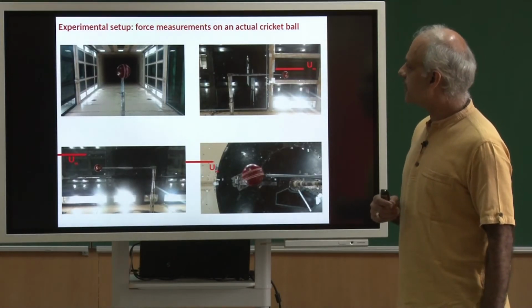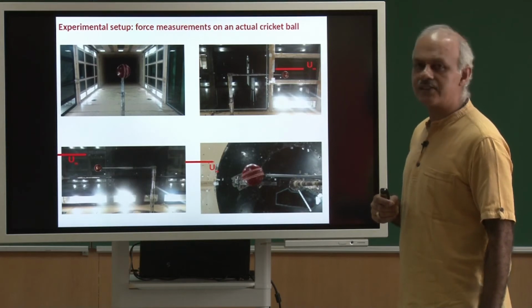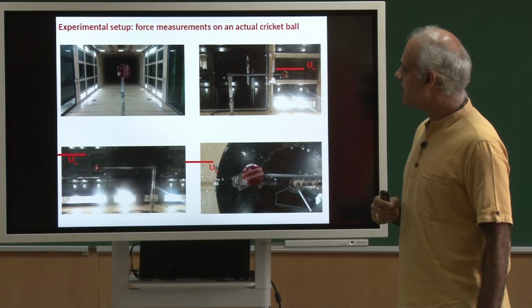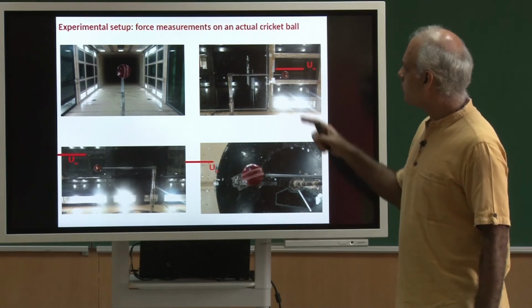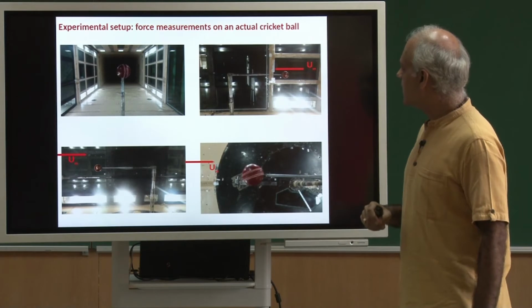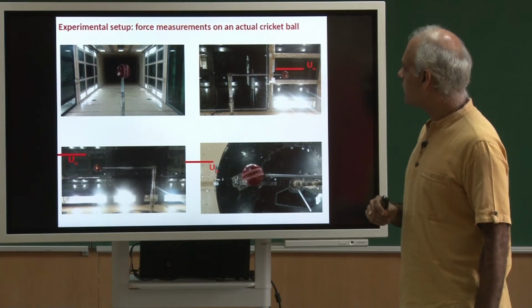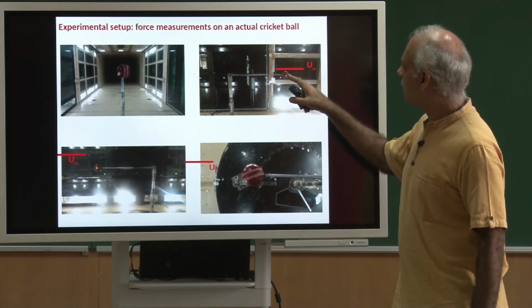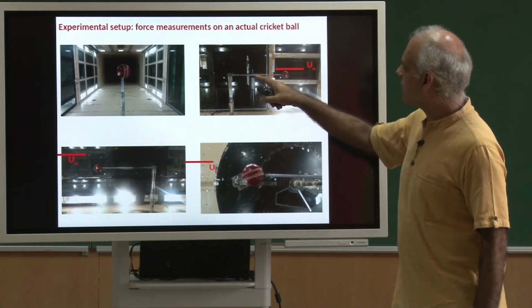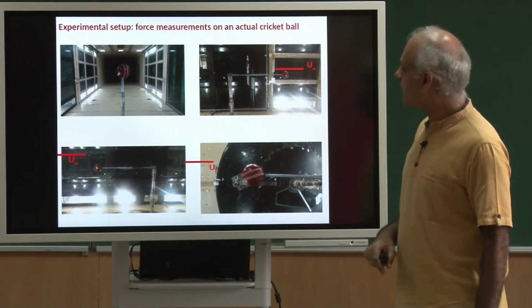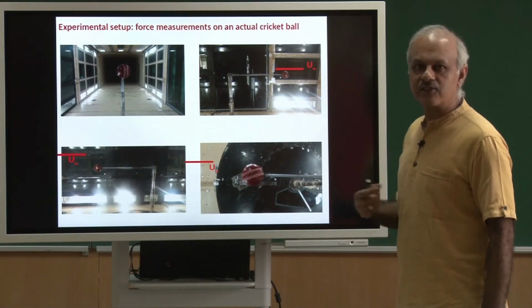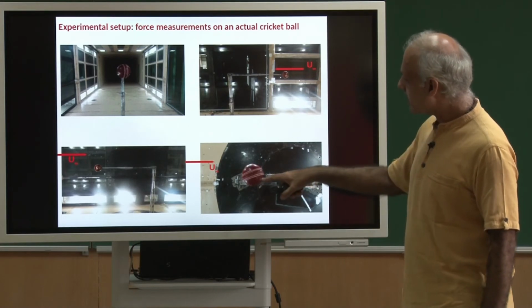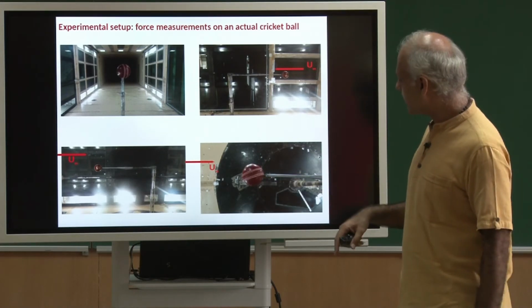This here shows the setup for the force measurements on an actual cricket ball. So you see a few pictures here. For example, this picture shows us the flow goes from right to left, and you can see there is a cricket ball here, and I told you there is a force balance which is embedded in this sting, and it can actually tell us what the force on the cricket ball is. Here's a top view which is extremely educational.